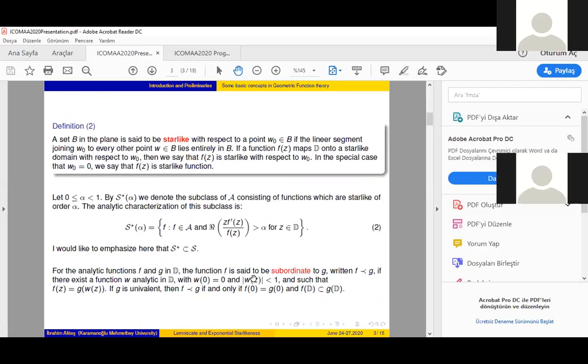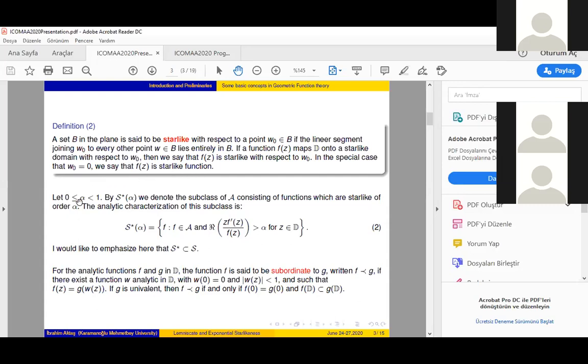Now I want to give a definition of star-like function. A set B in the complex plane is said to be star-like with respect to point W0 if the linear segment joining W0 to every other point W lies entirely in the domain B. If a function f maps the unit disk D onto a star-like domain with respect to W0, then we say that the function f is star-like with respect to W0. In the special case that W0 equal to 0, we say that the function f is a star-like function simply.